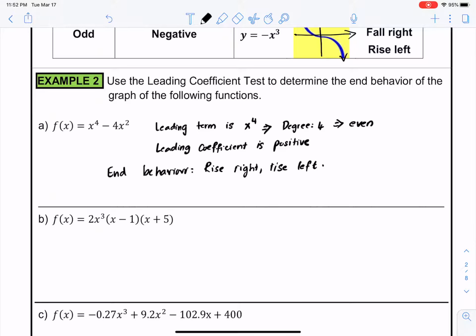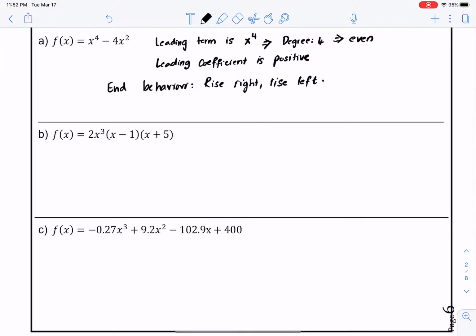So this problem is kind of tricky, the one in part B. So when you look at the polynomial, if you FOIL this, you would actually end up getting a regular polynomial. So I'm just going to show you, but technically it is not needed in a problem like this. So 2x cubed, if we FOIL x minus 1 and x plus 5, we have x squared plus 4x minus 5. Distribute 2x cubed. You would have 2x raised to 5 plus 8x raised to 4 minus 10x cubed.